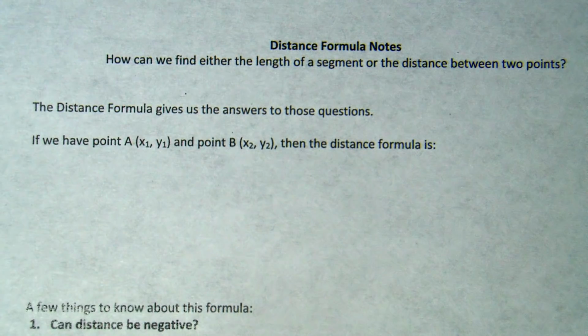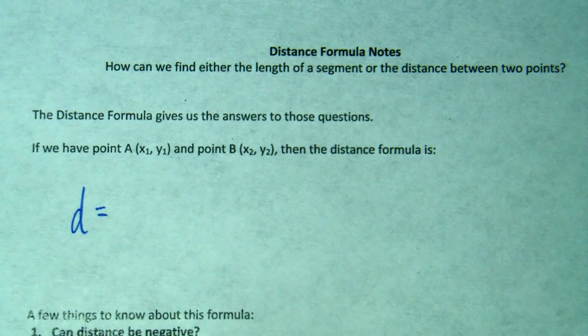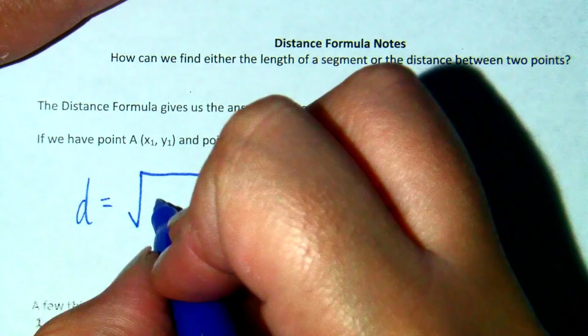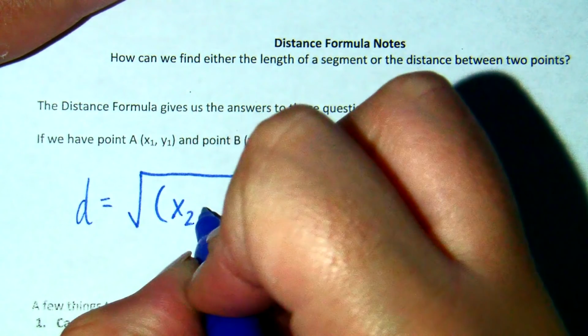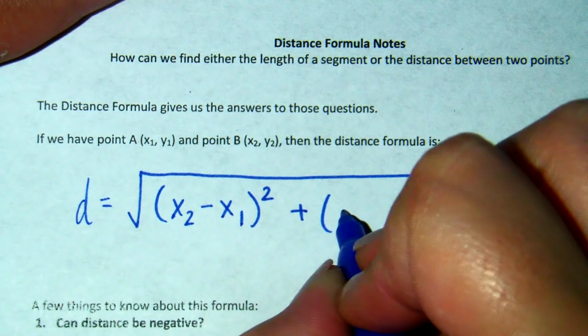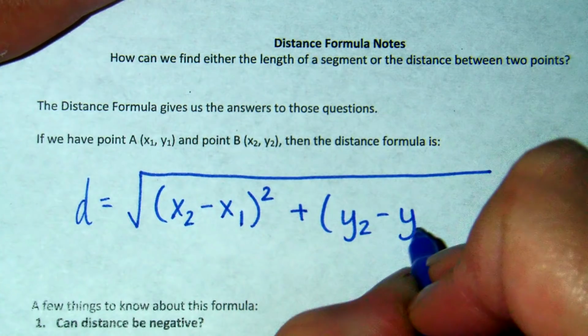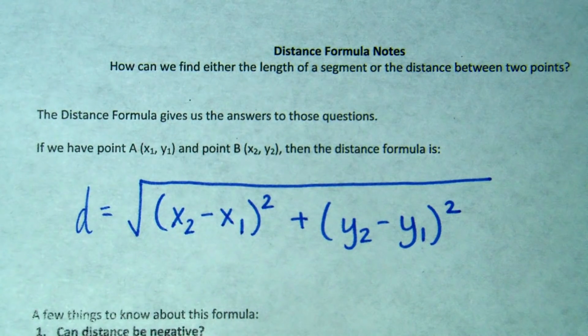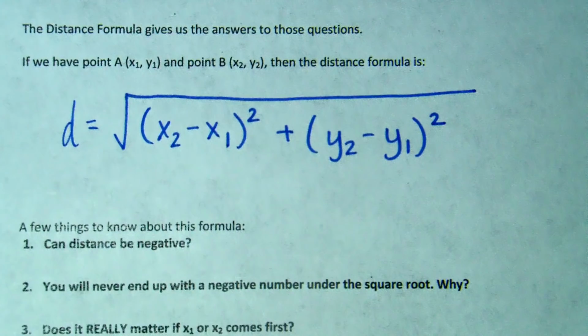So if we have point A and point B, then our distance formula looks a little something like this. D equals the square root of x2 minus x1 squared plus y2 minus y1 squared. We will need a calculator in order to figure some of these out, so just make sure you have one. A few things to know about this formula.